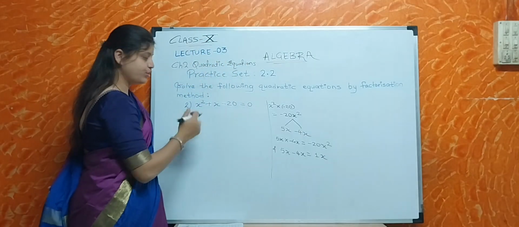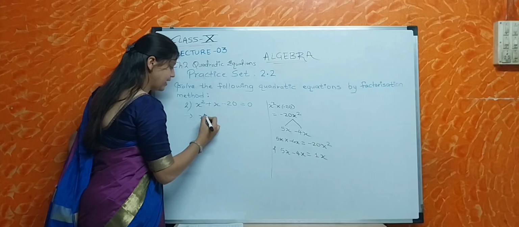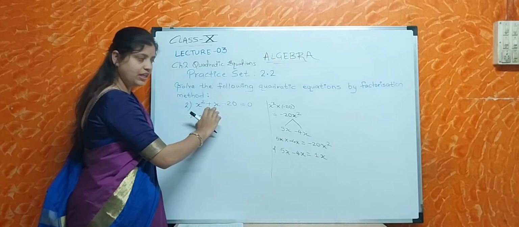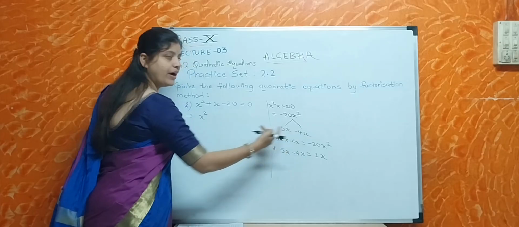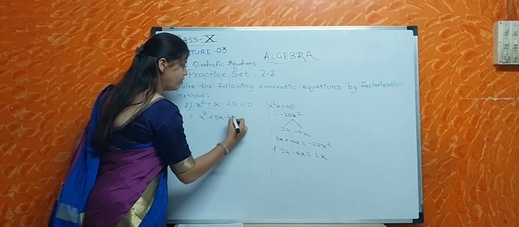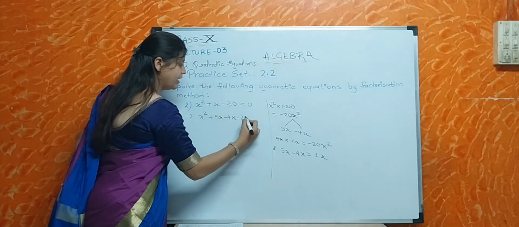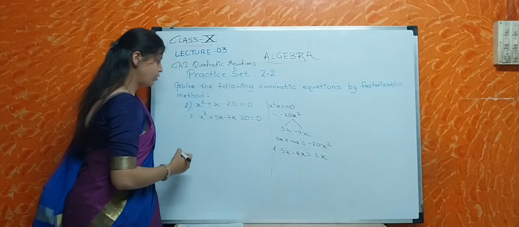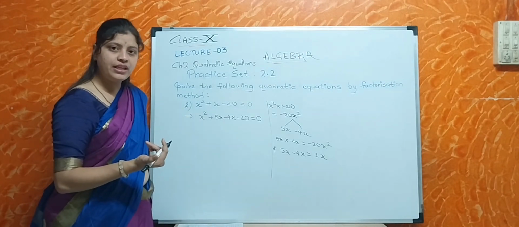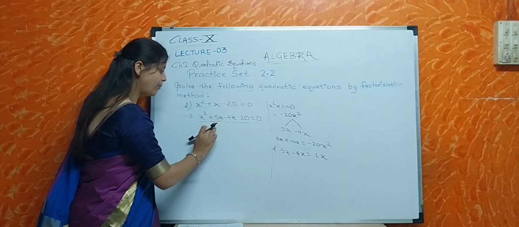Now the next step is to write the first term as it is. We will write the first term, x square, as it is. Now instead of the middle term, we write the two factors here, that is plus 5x minus 4x, and this minus 20 as it is here. Minus 20 is equal to 0. Now the next step is to find the common factors here. So here what is common?